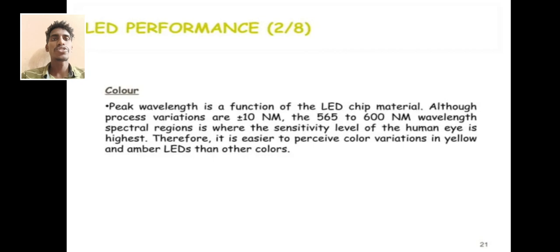How the color is used. Peak wavelength is a function of the LED chip material, although process variations are plus or minus 10 nanometers. The 565 to 600 nanometer wavelength spectral region is where the sensitivity level of the human eye is highest. Therefore, it is easier to perceive color variations in yellow and amber LEDs than other colors.